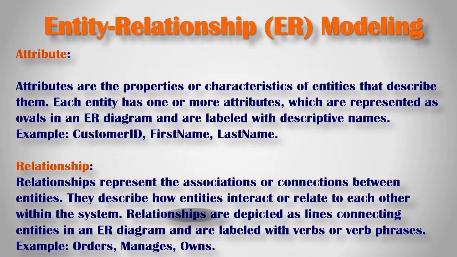Relationship. Relationships represent the associations or connections between entities. They describe how entities interact or relate to each other within the system. Relationships are depicted as lines connecting entities in an ER diagram and are labeled with verbs or verb phrases. Example: orders, manages, owns.